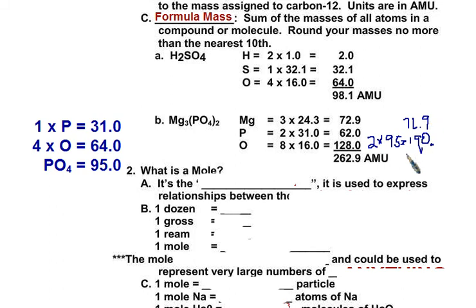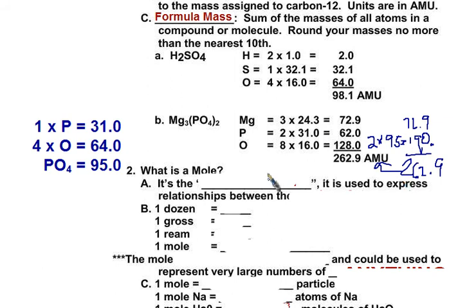And so the 72.9 plus the 190 is going to wind up being 262.9, which is the same as what you get over here. It's just a different way of doing it, and it's going to be more efficient later on.